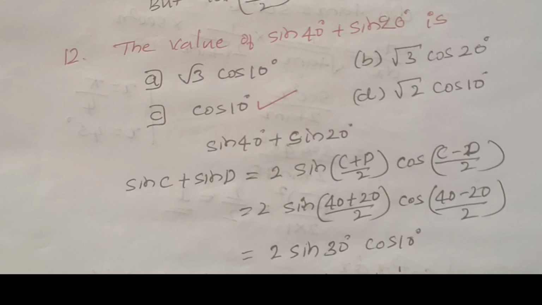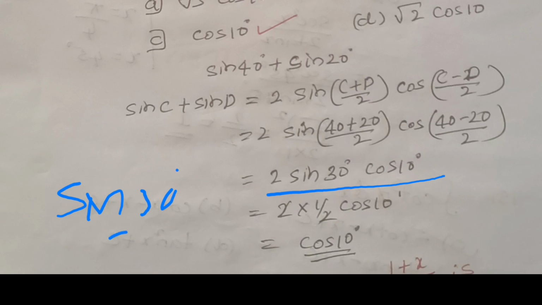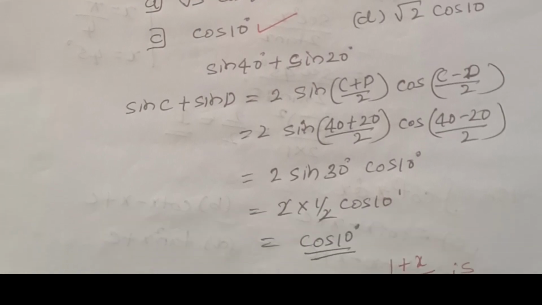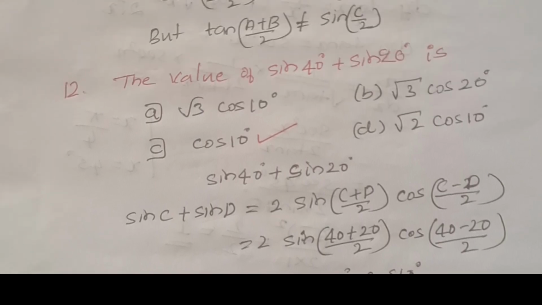If you do the solution, you will get 2 sine 30 cos 10. Everyone knows sine 30 degree is 1 by 2 according to geometry. So substitute here, the 2 is cancelled, and finally you will get cos 10 degree. In our options, C will be the answer, cos 10 degree.